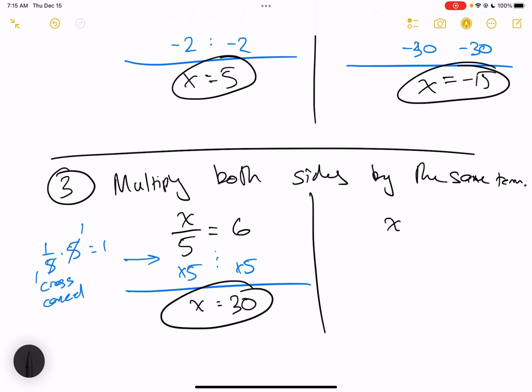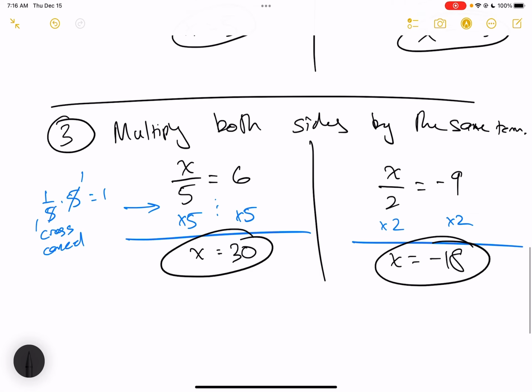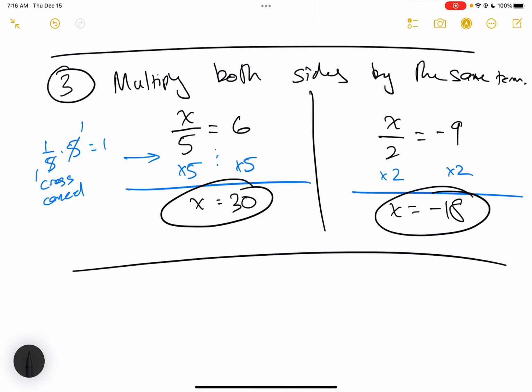And I'll show you one more example with x over 2 equals negative 9. Once again, the logical step here is to multiply by 2. I'll be left with x on one side and negative 18 on the other. Once again, you can double check these answers to see if the x values do work. And we'll talk about that logic in the next lesson when we start one steps.